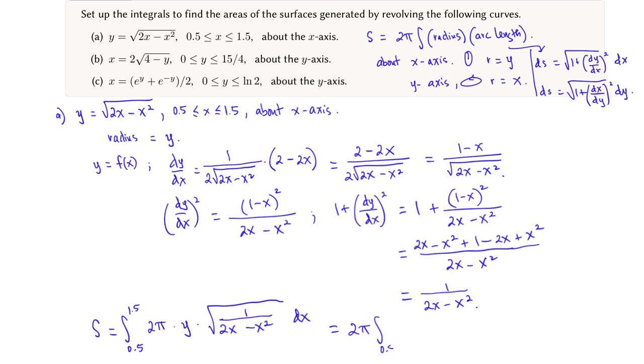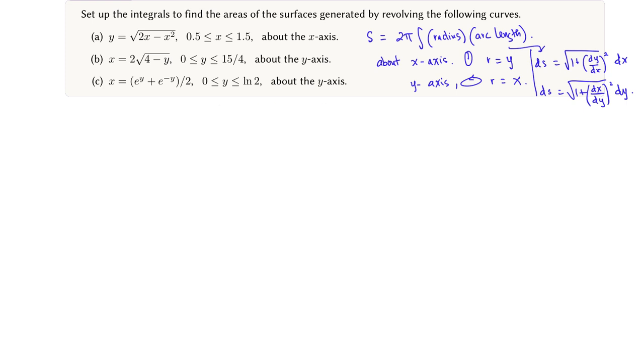2 pi is a constant multiple. We can move it to the front of the integral. Y is given in terms of x, the square root of 2x minus x squared. The square root of 1 is 1, over the square root of 2x minus x squared. So the square root of 2x minus x squared cancels out. And so we end up with 2 pi times the integral from 0.5 to 1.5 of dx. So not only did we set up the integral, but we simplified it.